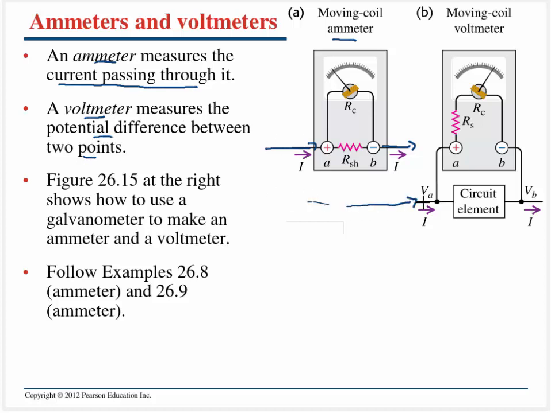So here we have some current coming into some circuit element, and you hook one side of the voltmeter to one side of the circuit, one side over there, and you measure the potential difference. There's not going to be anything flowing through it.